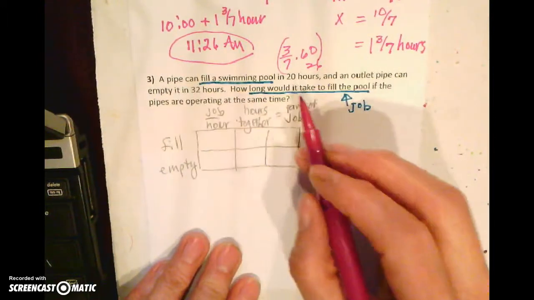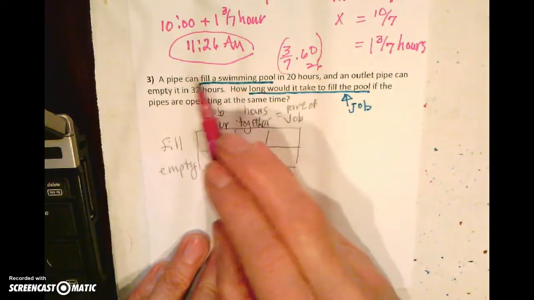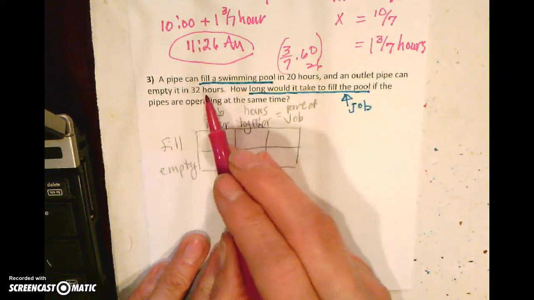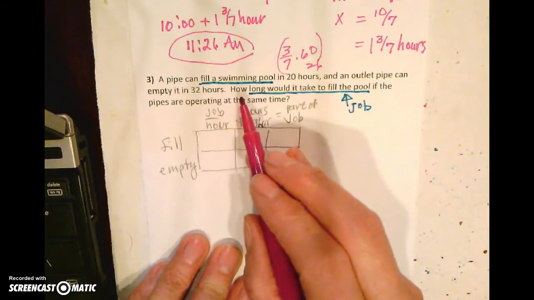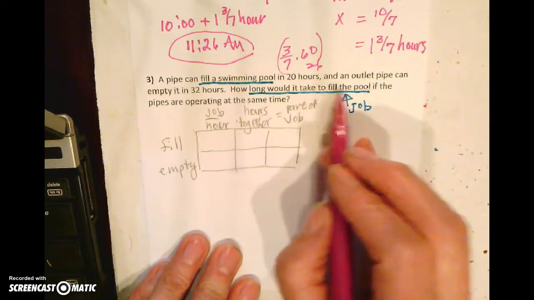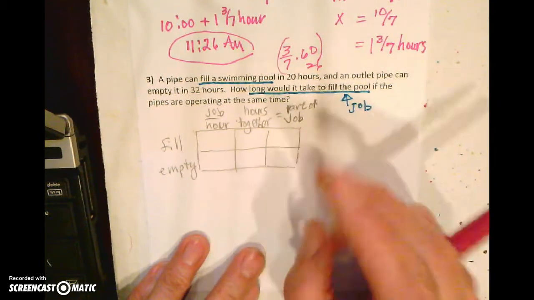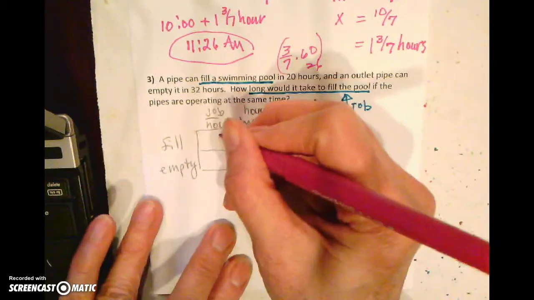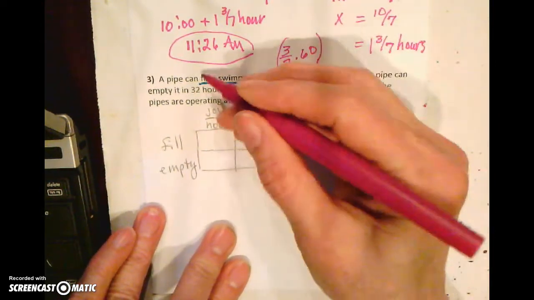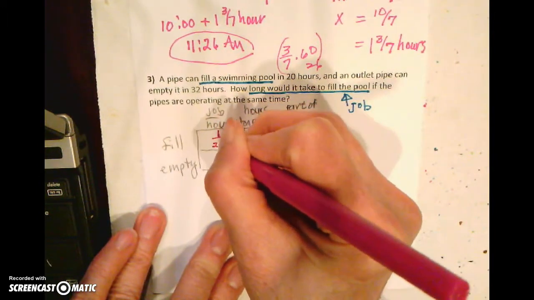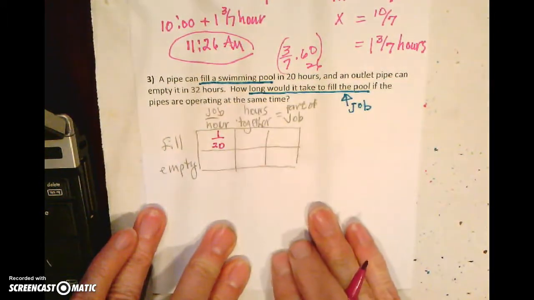So for example 3, the job, you see it talks about filling a swimming pool, and then it talks about emptying a swimming pool. And then the question is, how long would it take to fill the pool? So we're going to call this one our job. To fill the pool, the pipe can do it in 20 hours. So it does one job of filling the pool in 20 hours.